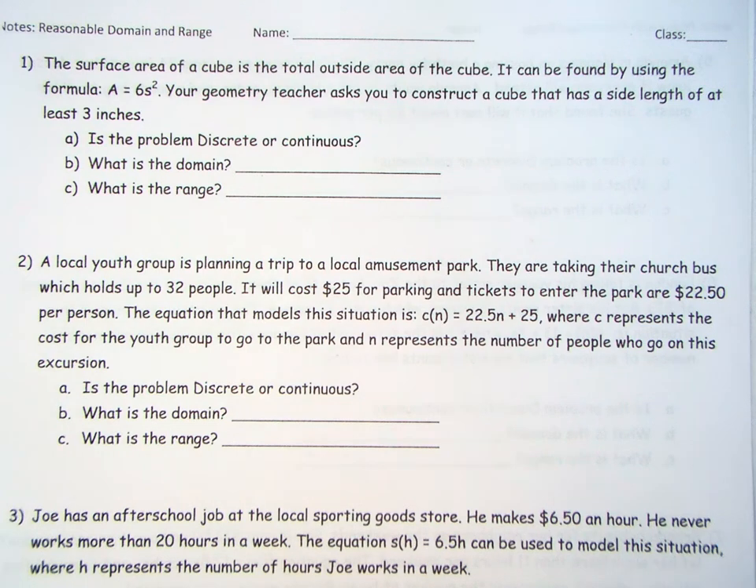Alright guys, so we're going to do this worksheet. It's only 8 problems. It's on reasonable domain and range. So it's doing domain and range like we've done before, but now we have word problems and we have to make sure it makes sense for that to be our domain or range. So who's going to read the first problem?